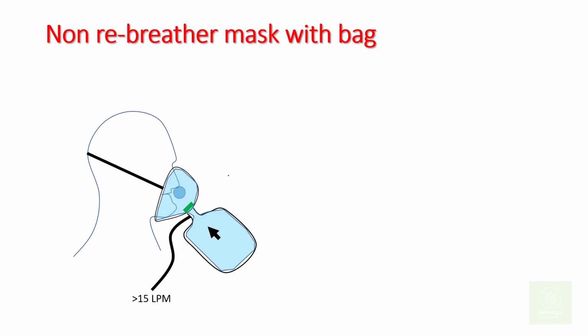The commonest thing that we use to achieve high FiO2s is a non-rebreather mask with bag. A non-rebreather mask has two one-way valves. The first valve opens when you inhale, and when you exhale, another valve opens in the mask for release of carbon dioxide. So let's understand how a non-rebreather mask with bag can provide you 100% oxygen.